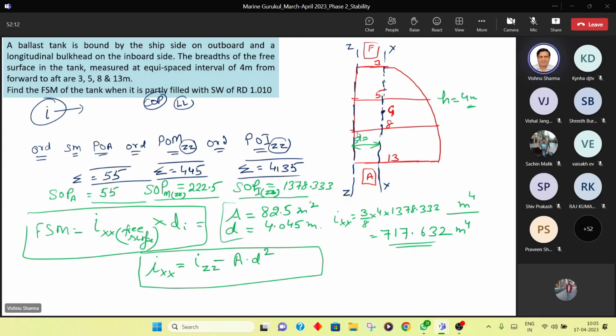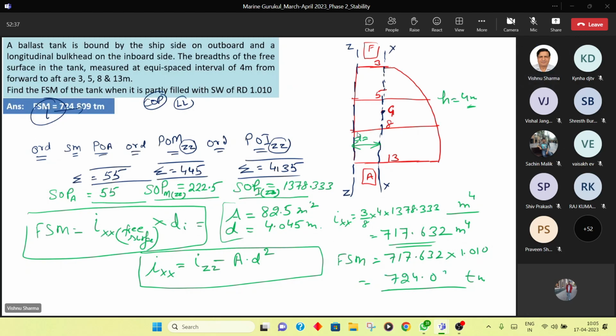So I'm happy that most of the class said IZZ minus AD square. And this gives us FSM, guys. FSM will be equal to 717.632 into the density of the liquid, and it will be so many ton meter. The answer is on the screen. It is 724.809. See how simple the question is if it is systematically tackled.